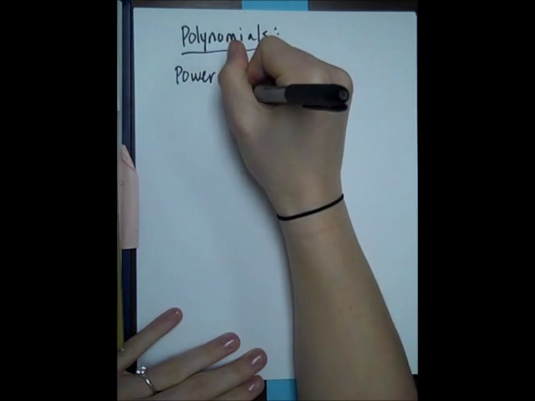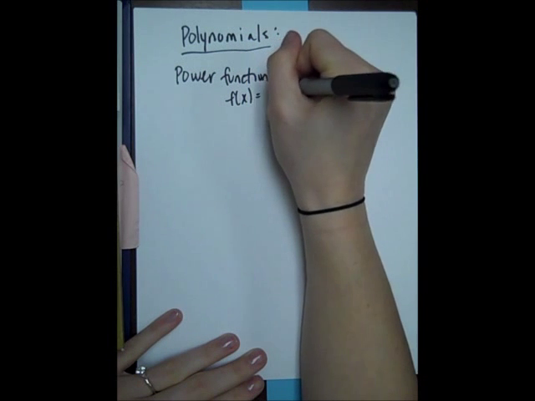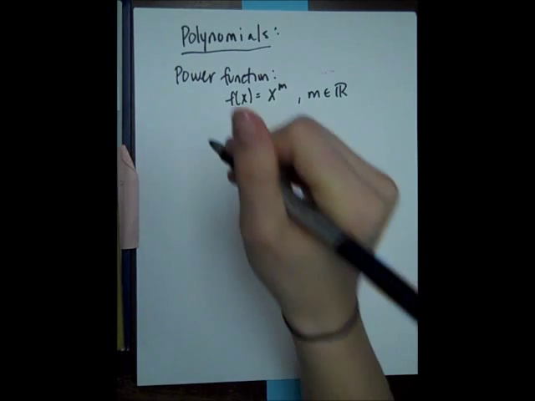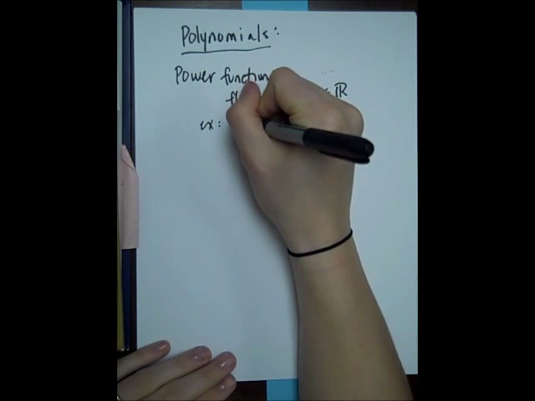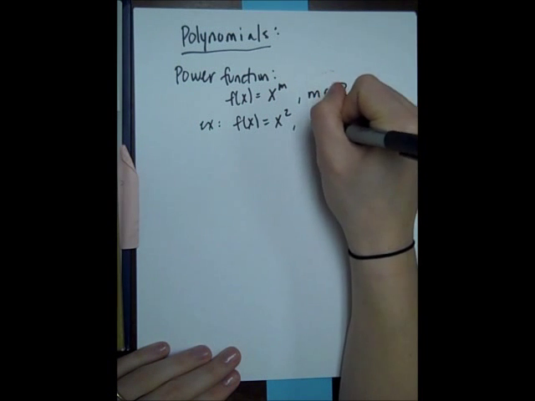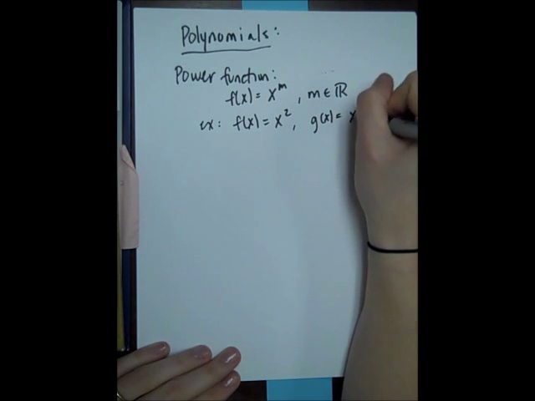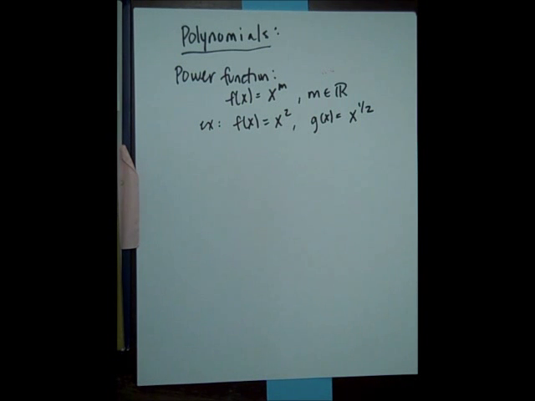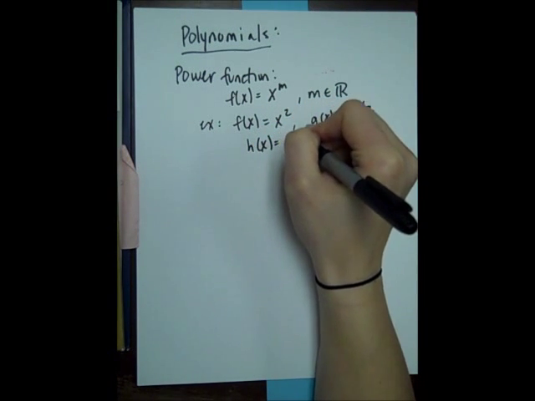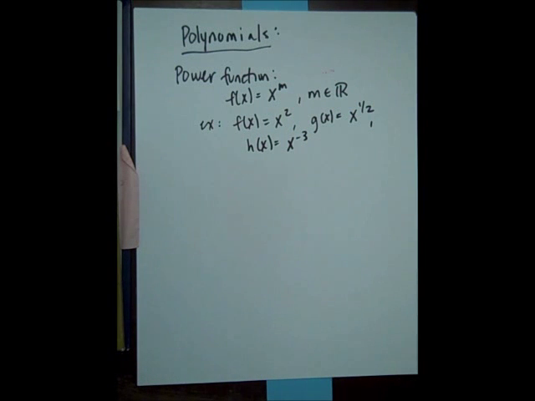So a power function is always of the form just x to any power, x^m. So m is a real number here. So for example, I could have x squared, that's a power function. Or I could have some function g, maybe x to the 1/2. Those are all power functions. Anytime I have x to a number where that number is real, that's a power function. I could also have maybe h of x is x to the -3. Also a power function. So what is a polynomial?